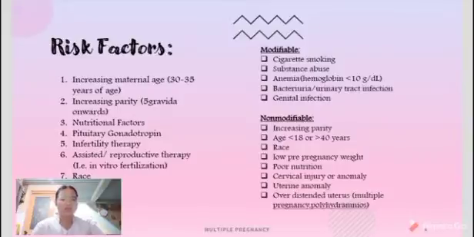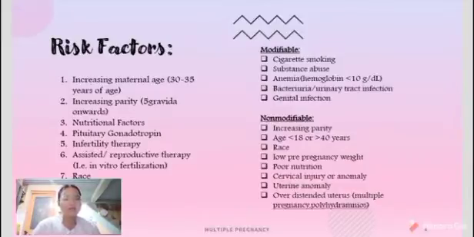Nutritional factors and pituitary gonadotrophin. For pituitary gonadotrophin, there is a research in Nigeria which concluded that the higher FSH levels found in mothers of twins support the view that higher production of pituitary gonadotrophin results in higher incidence of conception of multiple pregnancy or having twins.